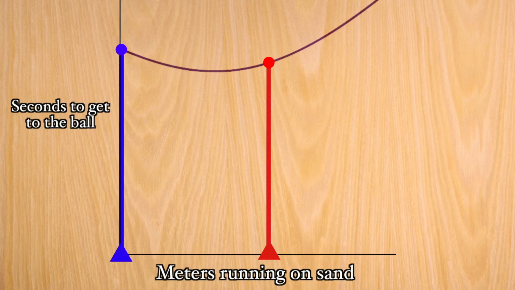Since the amount of time it takes to get to the ball changes depending on how much the dog runs on the sand, there is a perfect spot in between that minimizes the amount of time to get to the ball. So that's basically an introduction to optimization, how to find the smallest amount of something, like time.